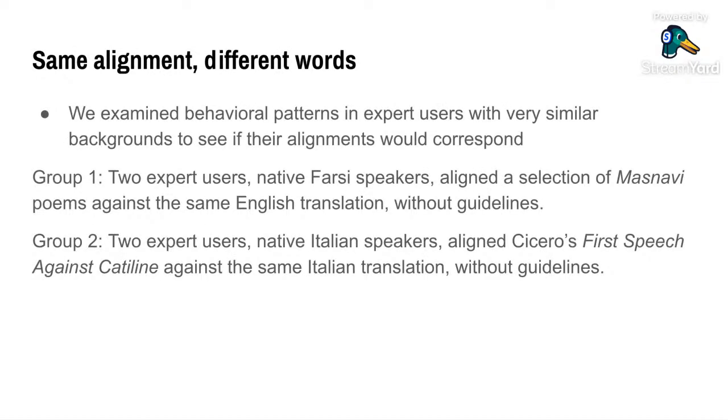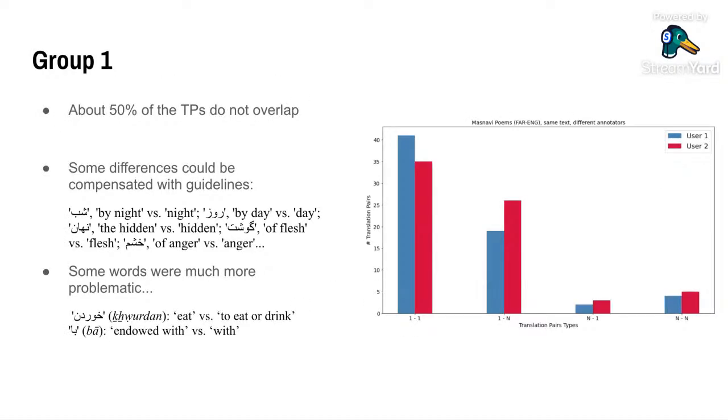The second experiment that we wanted to do was an examination of behavioral patterns in expert users that had very similar backgrounds to see if their alignments would actually correspond. So we selected two groups of virtually perfectly identical users, two native Farsi speakers, two native Italian speakers who aligned the same selection of texts against the same translation. And both of them operated without guidelines. I'm going to come back to this point in a second.